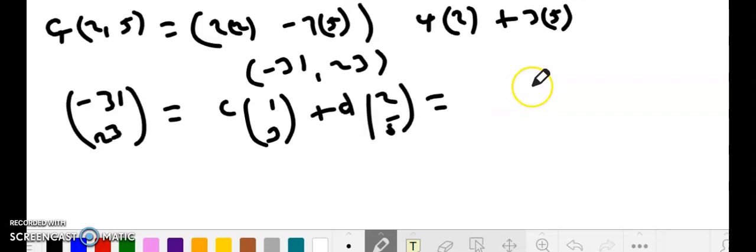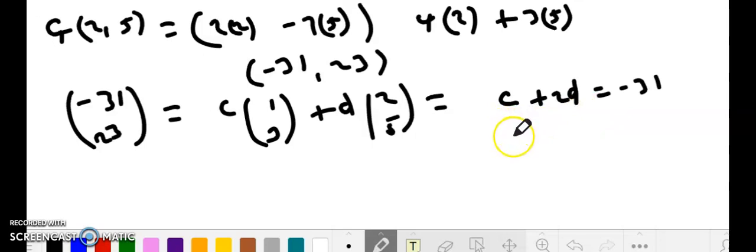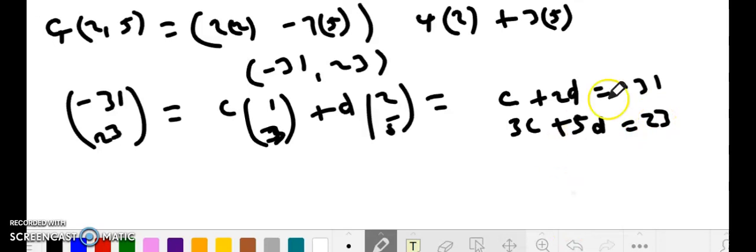Solving this as a system of equations, we will simply have the same thing we did last time, because this is actually C plus 2D, and this is equal to negative 31. Here we have, this is 3C, because here this is 3, so we have 3C plus 5D, and this will be equal to 23. So we want to solve it as a system of equations using elimination.